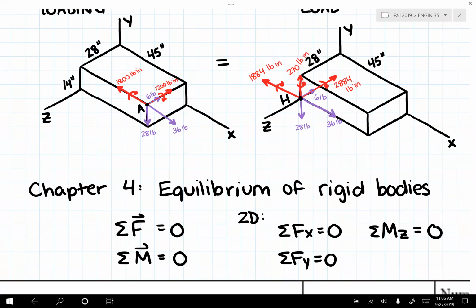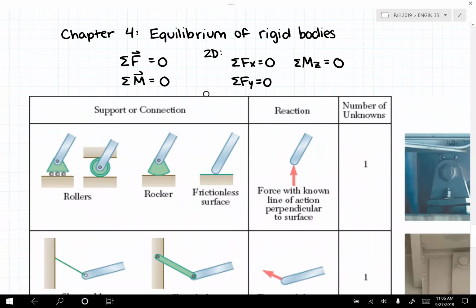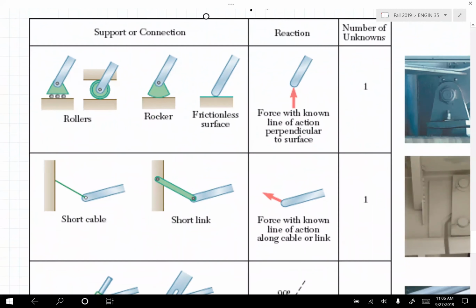Most of our problems that we solve for using equilibrium of rigid bodies, our rigid bodies are attached to either the ground or the wall or some other objects, and they're attached somehow. And in order for us to solve these problems, we need to free those rigid bodies from the attachments or the connections that they have. So the first thing when we talk about equilibrium of rigid bodies is to look at our different supports or connections. This table is in your book, but I wanted to show it to you here.